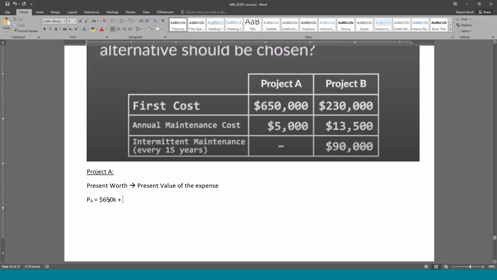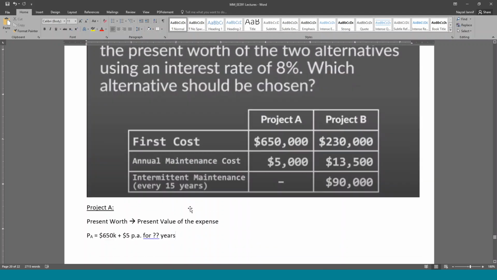Plus $5,000 per year, $5,000 per annum, $5,000 per annum for how many years? Let me know. Have a look at this question.